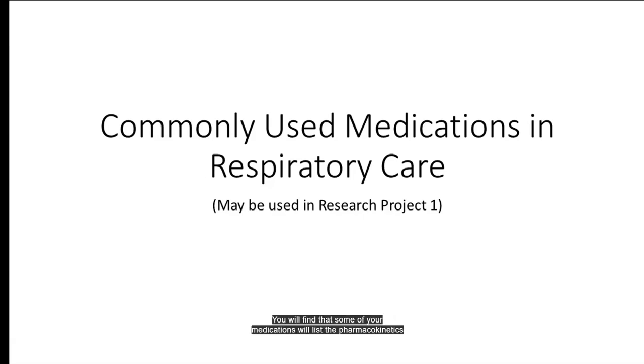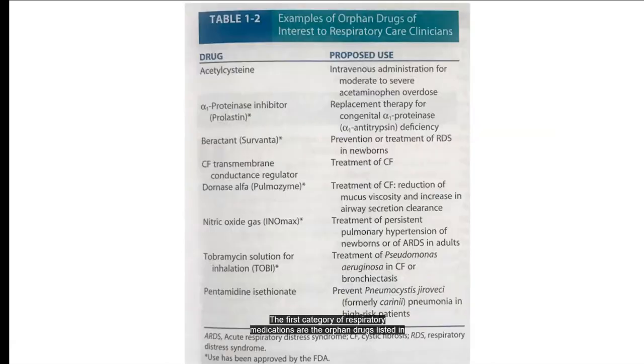You will find that some of your medications will list the pharmacokinetics for each drug within the drug class, and I will point them out on these slides. The first category of respiratory medications are the orphan drugs listed in Table 1-2. Note that Dornase alpha, pulmazine, and tobramycin fall into this category. For those of you that choose cystic fibrosis as your Research Project 1, please make note of these medications.